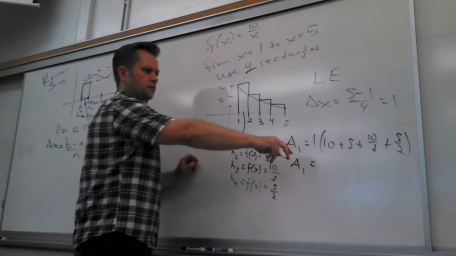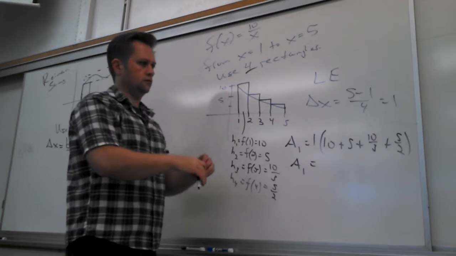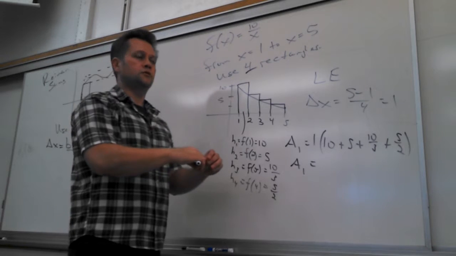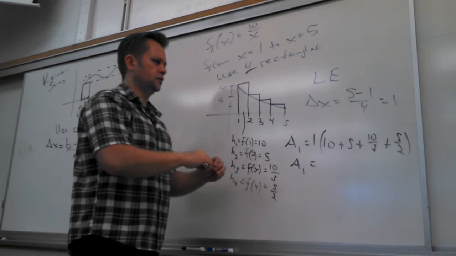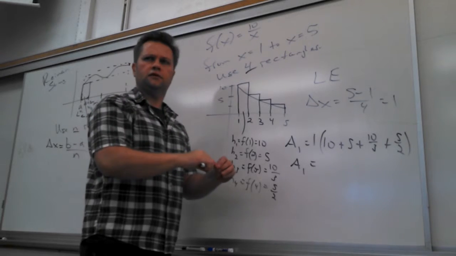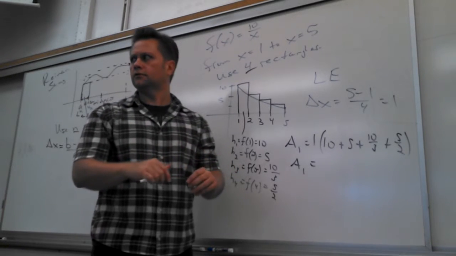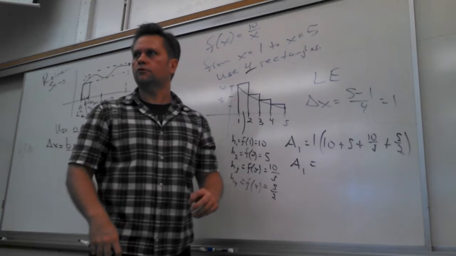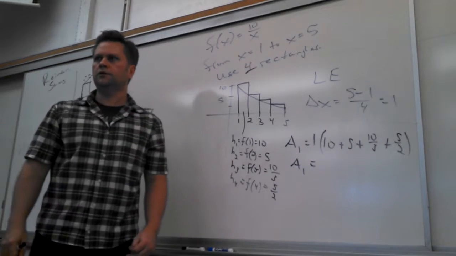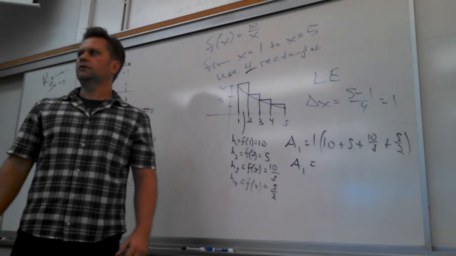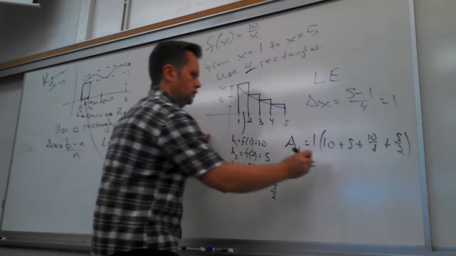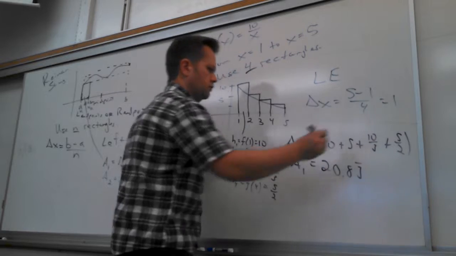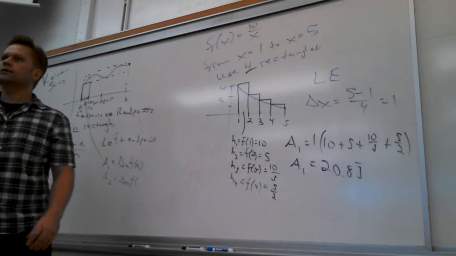15 plus 125 over 6. 15. A lot. 20.66. Oh, it's out of 6. 20.83333.